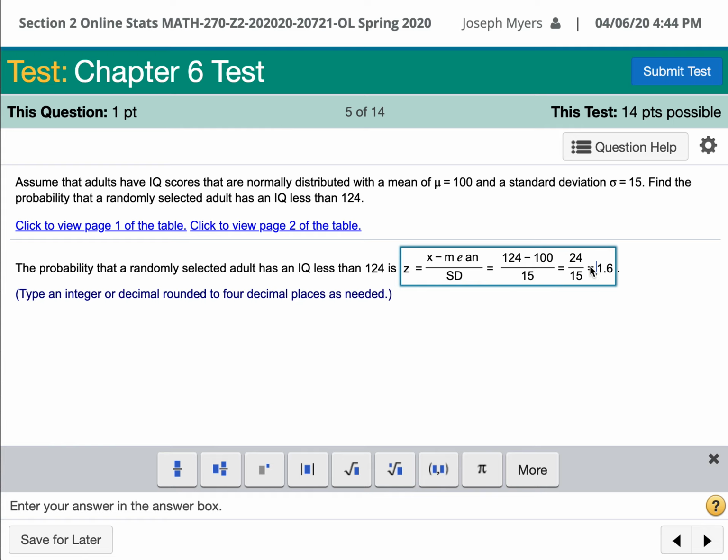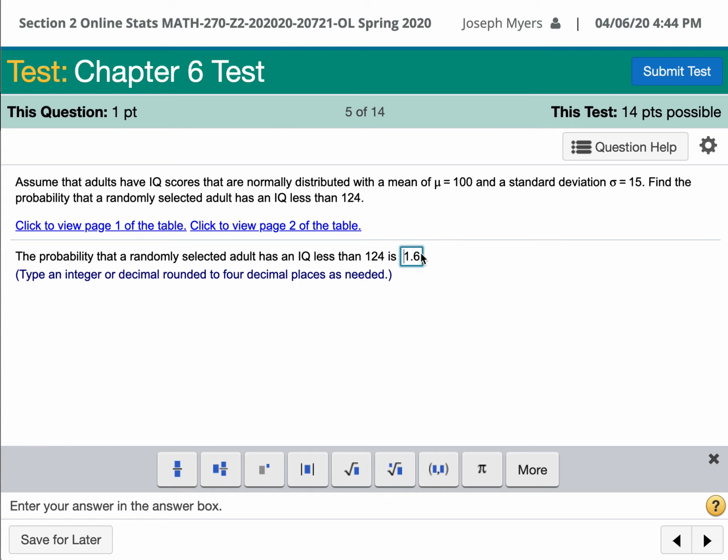So the z-value is 1.6. Now, I really just need to think about that 1.6. But that's not the answer, though. That's just the z-value. So I need to find the probability a randomly selected adult is below, so ignore the 124. I need to find the probability that there will be below 1.6.